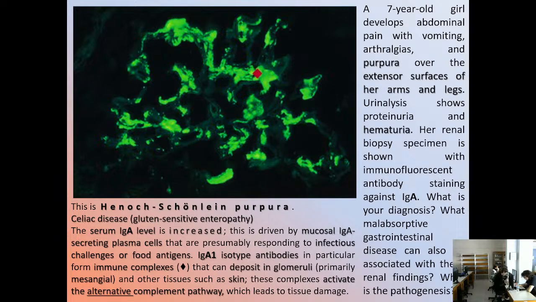Because if you tell me, what do you see? I say, I see depositions, diffuse, global, granular. It's IgA nephropathy. No, because it does not correlate with the findings here. Arthralgias, you see? We don't ask. It's a whole consideration. Patient symptoms.